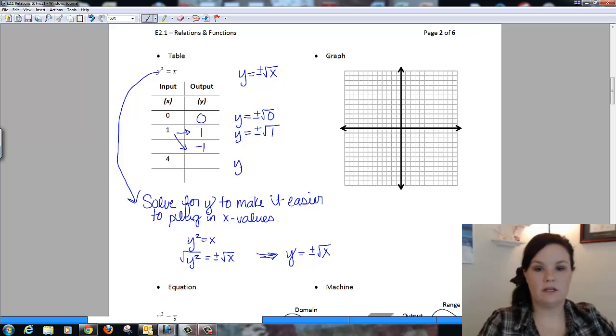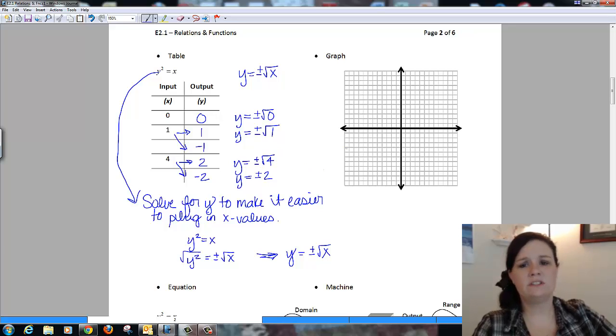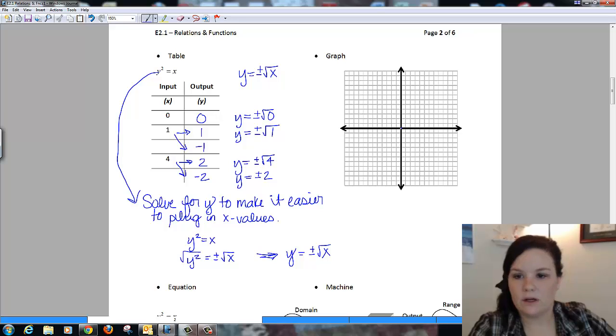Same thing happens when I plug in 4. If I plug in 4 and I do plus or minus the square root of 4, I'm going to get y is equal to plus or minus 2, right? So on 4, same thing happens. I get a positive 2 and I get a negative 2. So let's go ahead and see what this looks like if we graph it. When I plug in 0, I get 0. When I plug in 1, I get 1, and I also get negative 1. And when I plug in 4, I get positive 2, and I get negative 2.